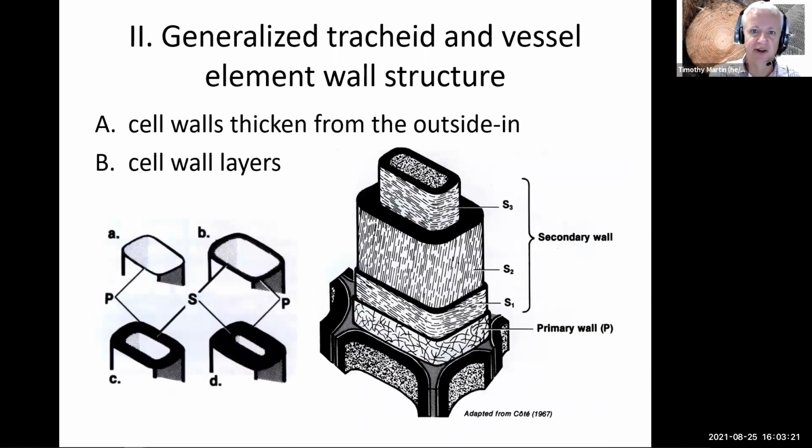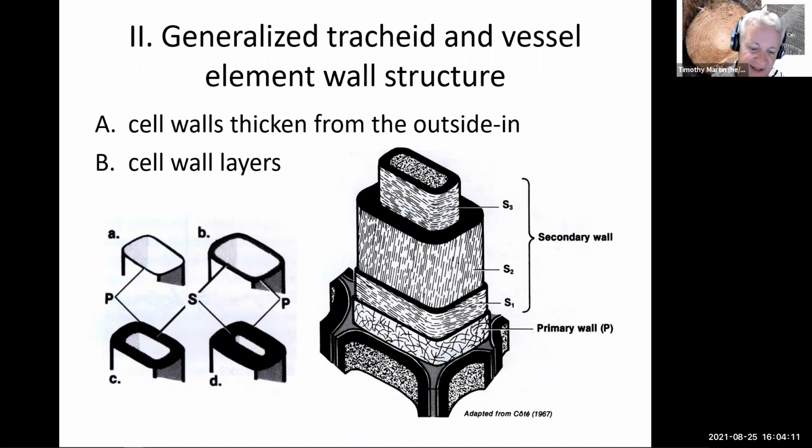So let's talk in general about tracheid and vessel element structure. Now, as a reminder, tracheids and vessel elements are the primary water conducting cells in xylem. Vessel elements only occur in angiosperms, whereas tracheids occur in both angiosperms and gymnosperms, although tracheids don't do much water transport in angiosperms. So in general, these cells, when they're transporting water, are just a hollowed out cell wall. They don't have any cell membrane or cytoplasm in them.